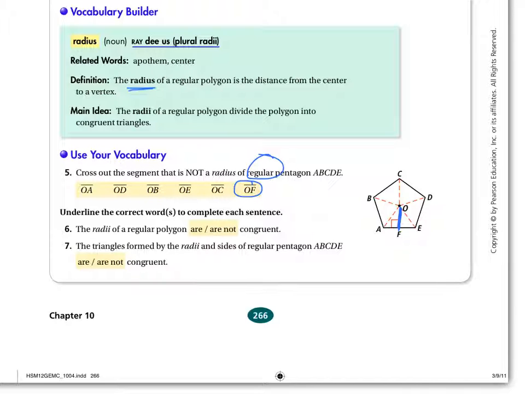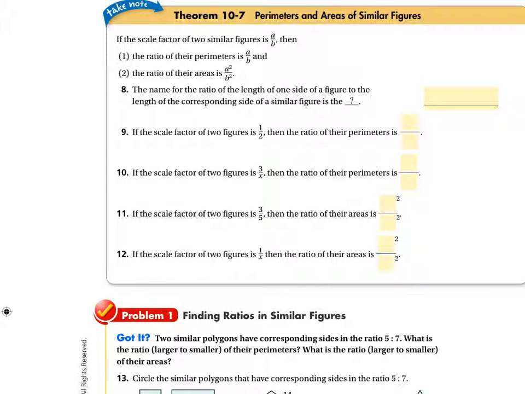Number 6, the radii of a regular polygon are or are not congruent? They are. The triangles formed by the radii and sides of the regular pentagon are or are not congruent? Well, that's based upon what we read above. True. All right, so next.